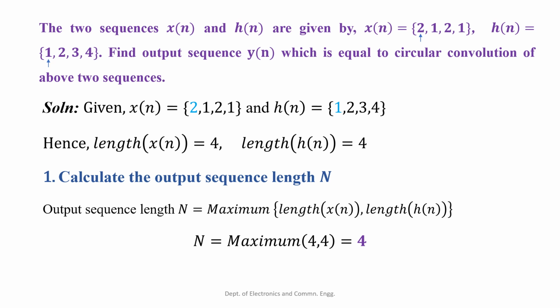Now as per the step, calculate the output sequence length N, that is given by N is equal to the maximum of the lengths of the given input sequences. So in this case, both the sequences have length 4, therefore the output is also 4. That means the capital N will be 4.